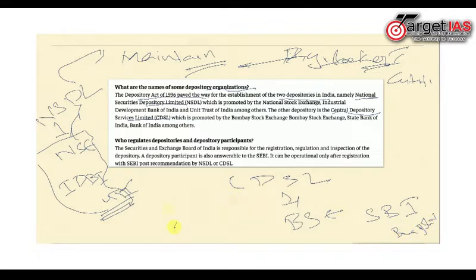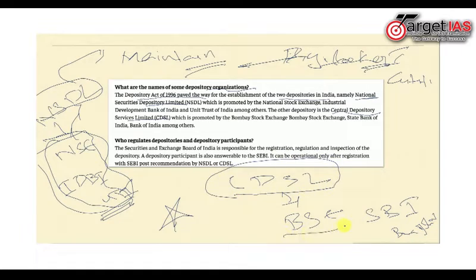So the important thing for the preliminary is that NSDL is associated with these institutions: NSE, IDBI, UTI. Central Depository Services Limited is associated with Bombay Stock Exchange and SEBI. So this is again important. You can easily remember: N means new, and new means National Stock Exchange.